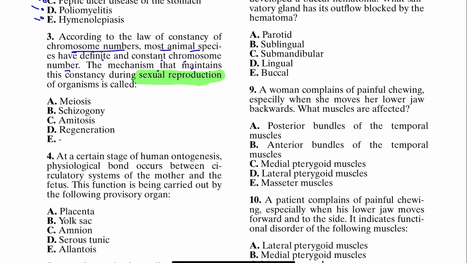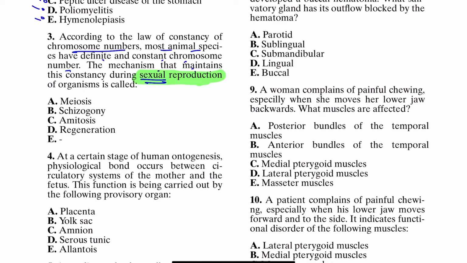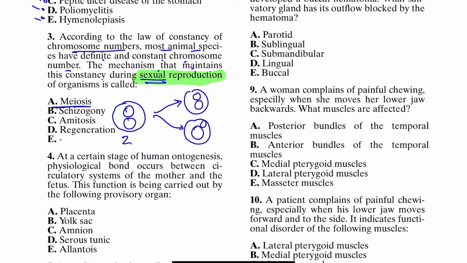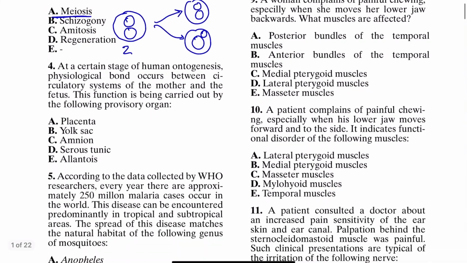So sexual division, okay, is called meiosis. Meiosis. And yes, in meiosis they speak about the concept that the number of chromosomes will be preserved. So if we have here 2 chromosomes, in meiosis it will stay as 2 chromosomes here. So just the divisions during sexual reproduction.